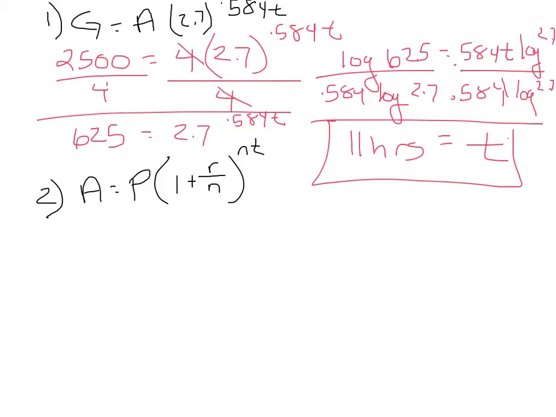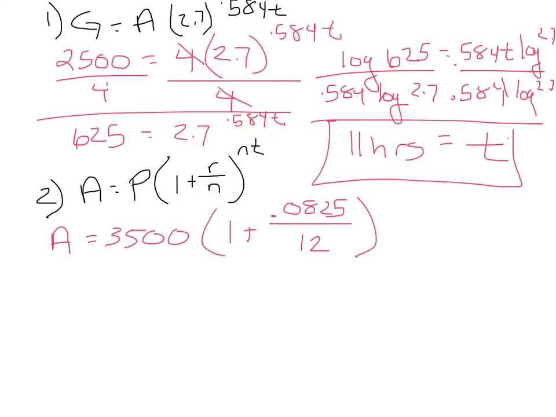So for this particular problem, I'm trying to find how much they're going to have in the account at the end. So I'm looking for an A. That means I should be able to plug in everything else. P is principal, so that's the amount I invest, or $3,500. R is the rate. The rate is 8.25%. As a decimal, it's 0.0825. Move that decimal 2 places to the left. N is number of times compounded a year. In this case, it said it's compounded monthly. That's 12 times a year. And then the power is N times T. T is 5, N is 12. 12 times 5 is 60.